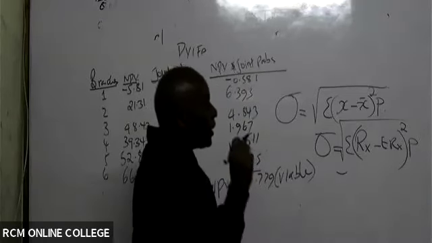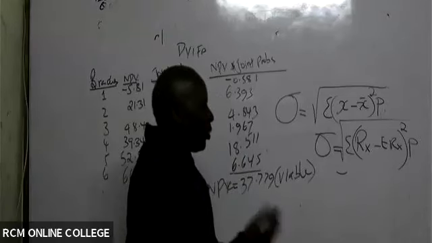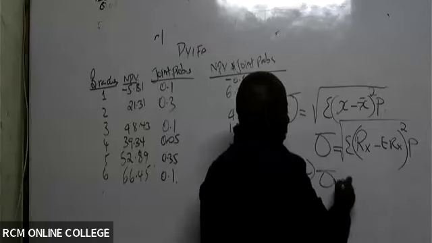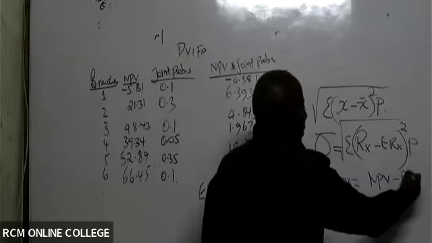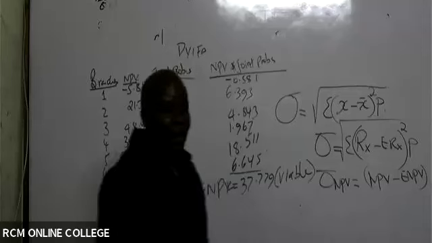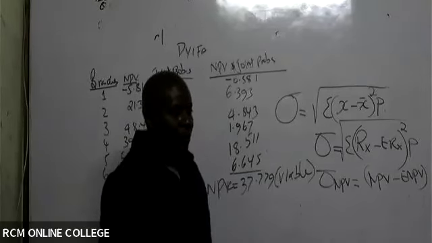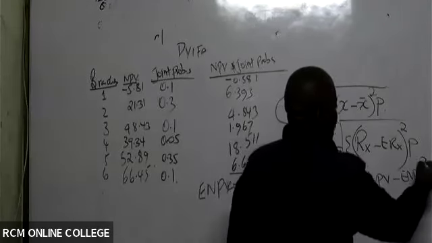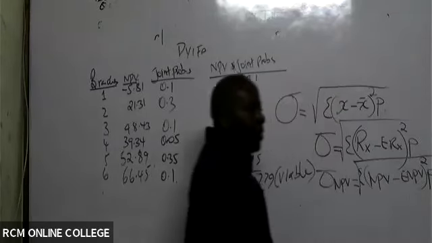Then how about standard deviation in the form of NPV? With the standard deviation in the form of NPV, you start with NPV minus expected NPV. That's the normal deviation, which now must be in terms of the sum of squares times probability. And then at the end of the day, we put a square root.